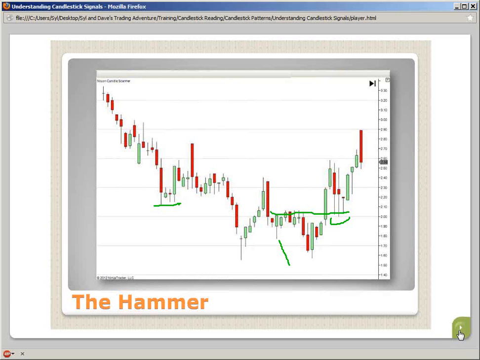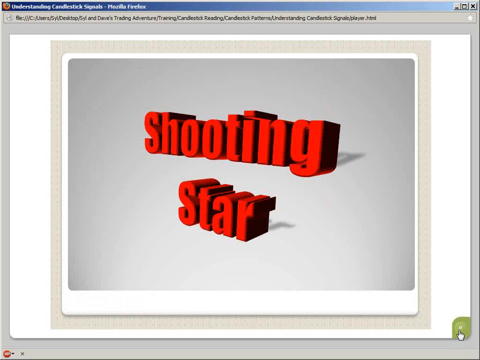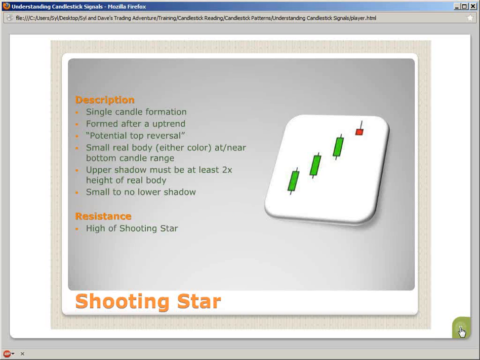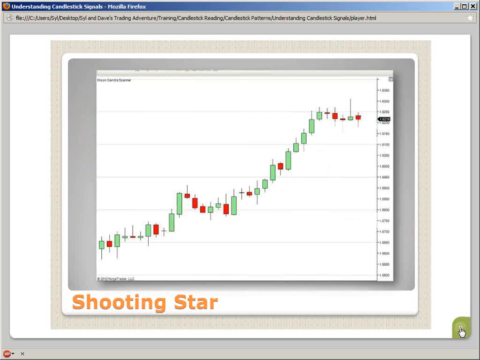All right, let's see. So we've got the hammer done. Next, shooting star, the opposite, if you will, the brother of the hammer. So same thing, single candle formation, this time formed on an uptrend. Again, potential reversal, but this time at a top. And once again, small real body, virtually no shadow on it again as well. And again, the shadow must be at least twice the size of the real body. And again, the resistance, the opposite of what we have with the hammer as support, becomes, of course, the high of the shooting star. Right? Make sense?